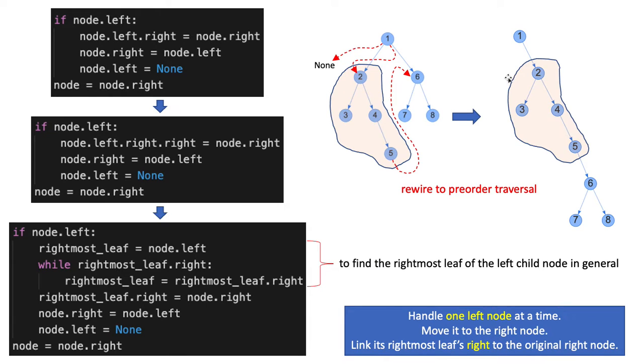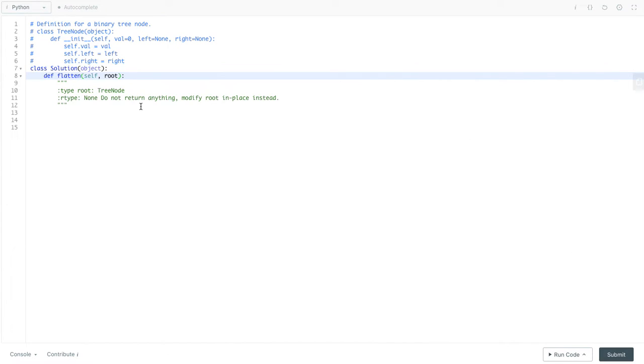Finally, we can expand this line of code to find the rightmost leaf of the left child node in general. And this will be our general solution to this question, where we handle one left node at a time, move it to the right node, and link its rightmost leaf right to the original right node. Now that we have covered the basics, let's write the code.